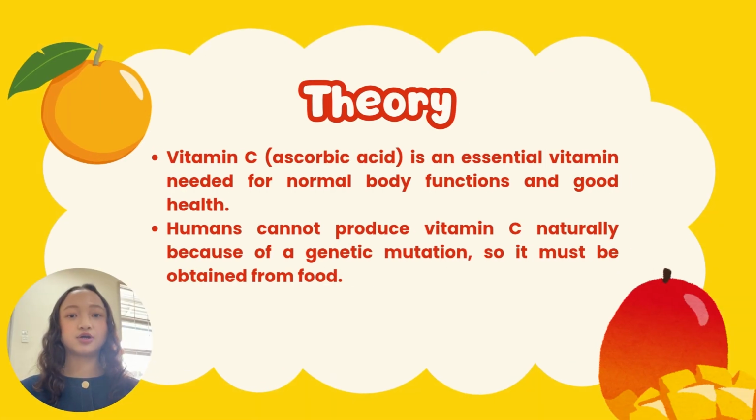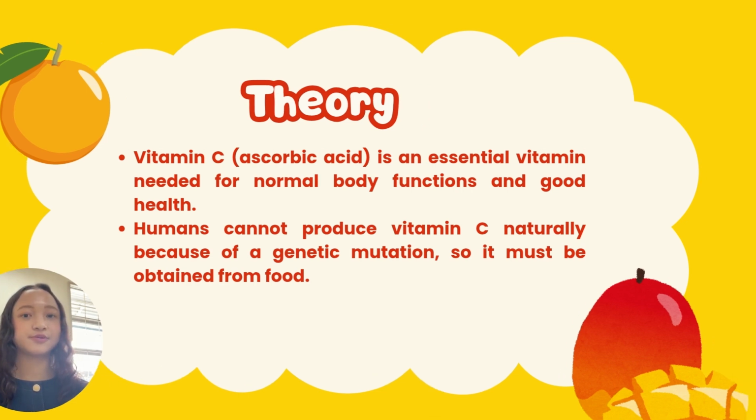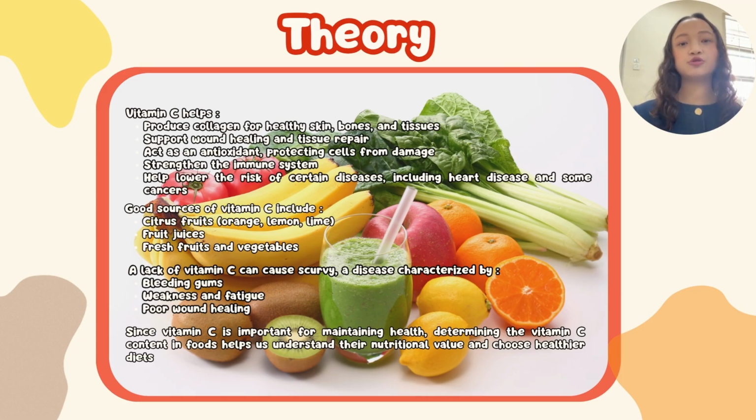Next, I'm going to talk about the theory. Vitamin C, ascorbic acid, is an essential vitamin needed for normal body functions and good health. Humans cannot produce vitamin C naturally because of a genetic mutation, so it must be obtained from food. Vitamin C helps to produce collagen for healthy skin, bones and tissue. It also supports wound healing and tissue repair.